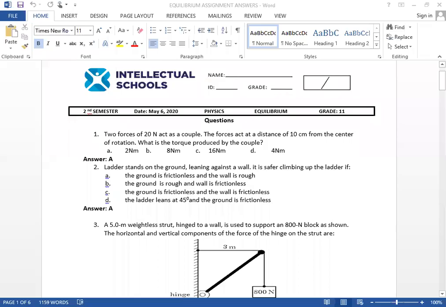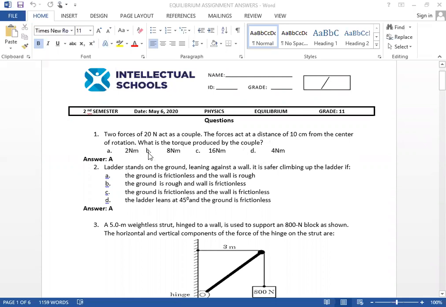So first question, let's go to the first question. Two forces of 20 Newton act as a couple. They are couple forces. The forces act at a distance of 10 centimeter from the center of the rotation. That means this is the distance from forces to the pivot. Okay. What is the torque produced by the couple?